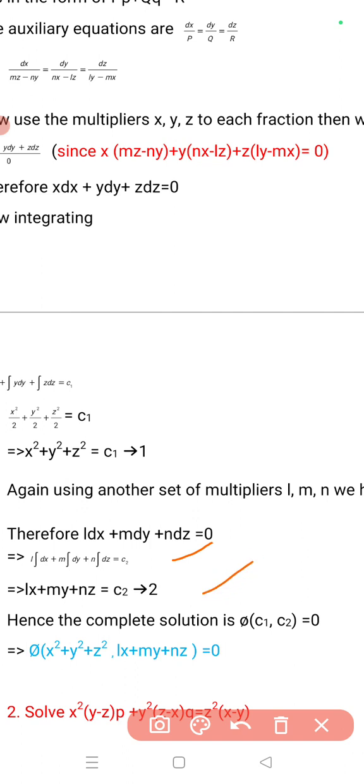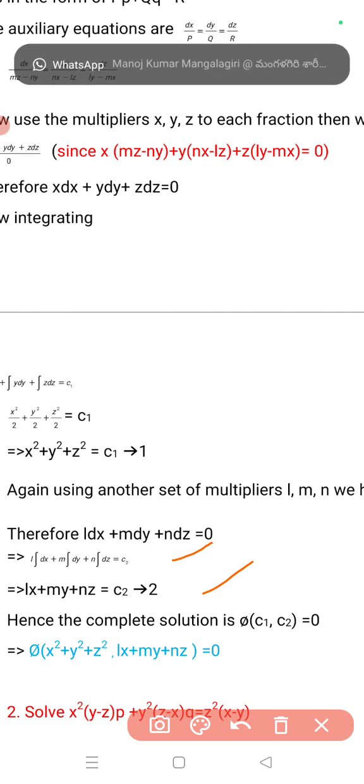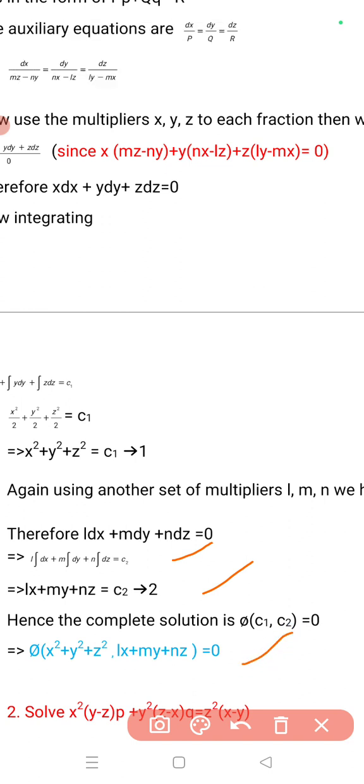So coming to the complete solution, what is the way to write it? It is phi of c1, c2 = 0. So what is c1 here? Phi of x squared + y squared + z squared, and what is c2 here? lx + my + nz = 0.